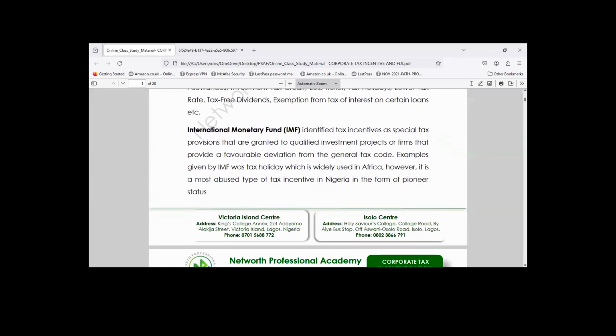Even the IMF recommends that for the African economy to grow, the governments within Africa must be giving tax incentives to most of the foreign countries so that it will attract them to come and invest in Africa. And in the long run, it's going to benefit the entire Africa.